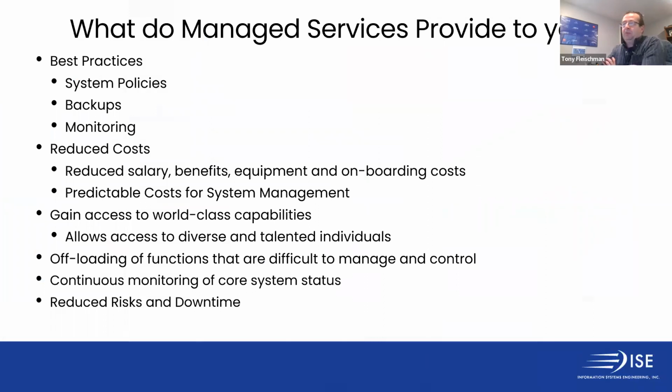We have systems people who are IBM educated, many of them longtime IBM, with expertise in system management, programming, development, applications, you name it. So focused on system policies, backups, and monitoring. Is that system healthy? And are we monitoring it on a regular basis?